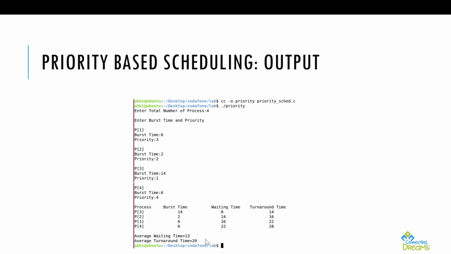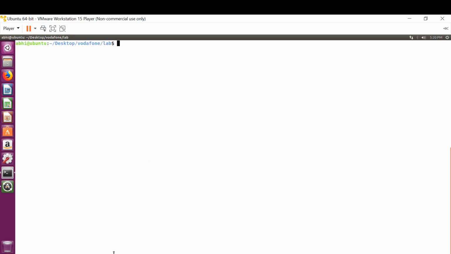Let me implement this algorithm for you on my Ubuntu console. So to implement this priority-based scheduling algorithm, we compile the program: cc -o priority, and the program name is priority_schedule.c. And after compiling, once we execute our binary file, priority, the number of processes, let's say 4.